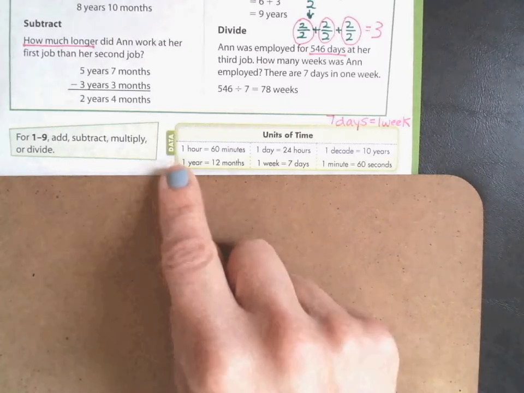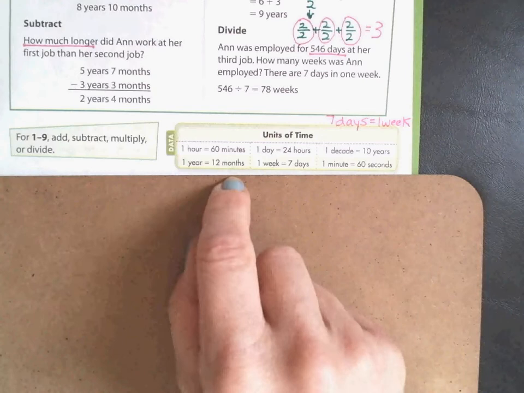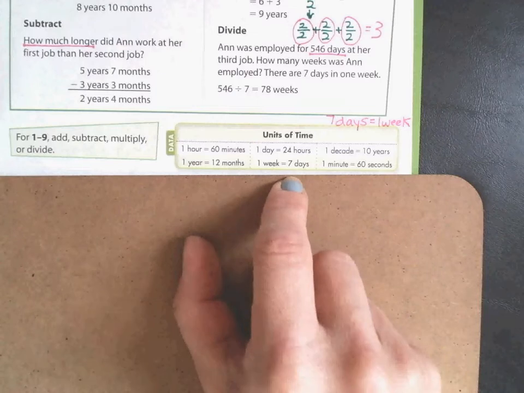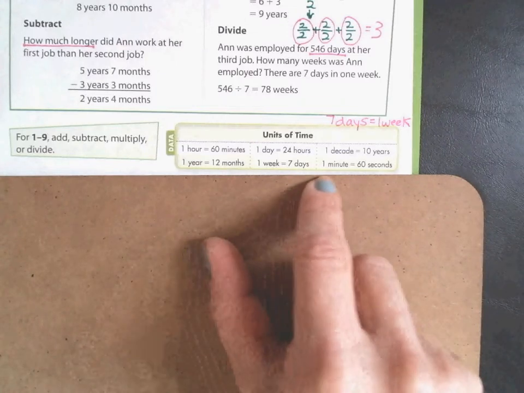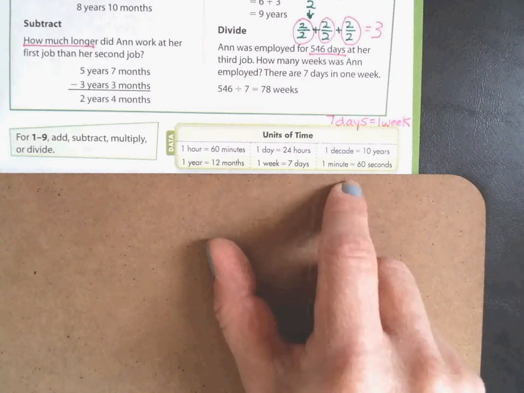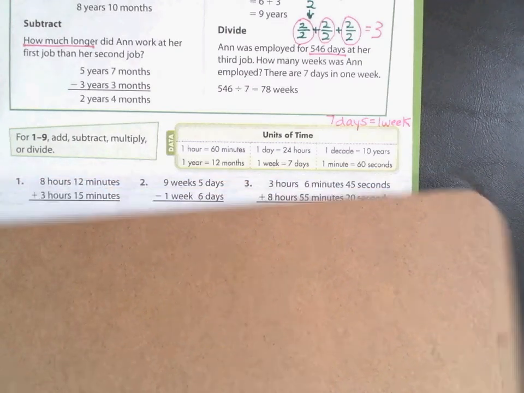So let's quickly review. 1 hour has 60 minutes in it. 1 year has 12 months in it. 1 day has 24 hours. 1 week has 7 days. 1 decade has 10 years. And 1 minute has 60 seconds. So you will need to use these units of time to regroup today if necessary.